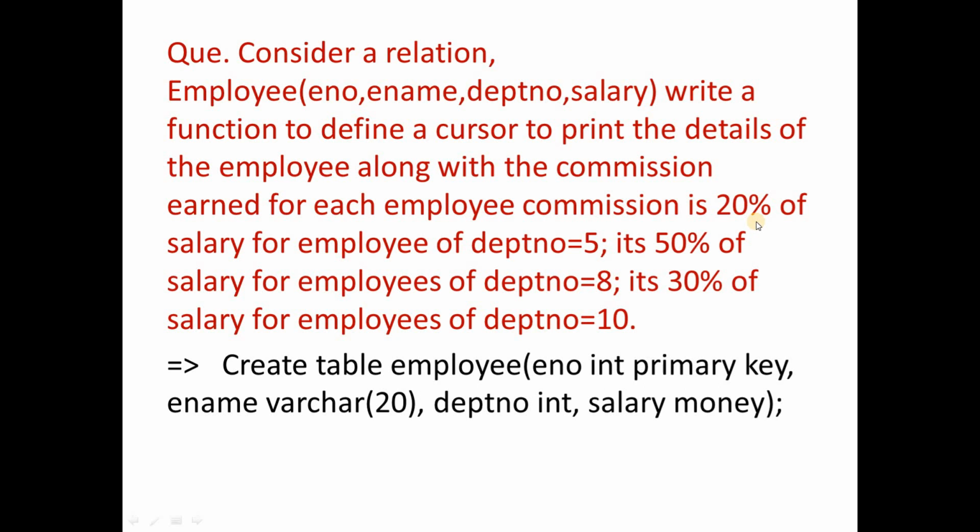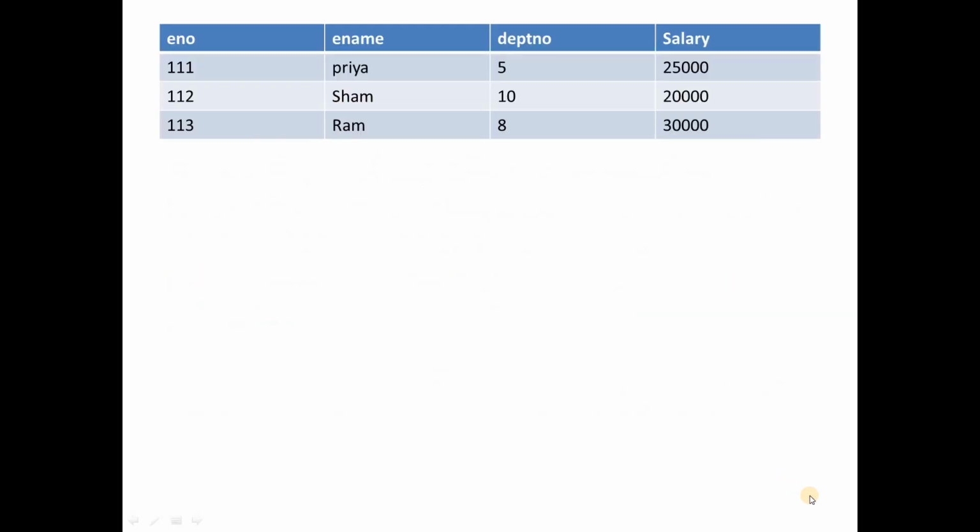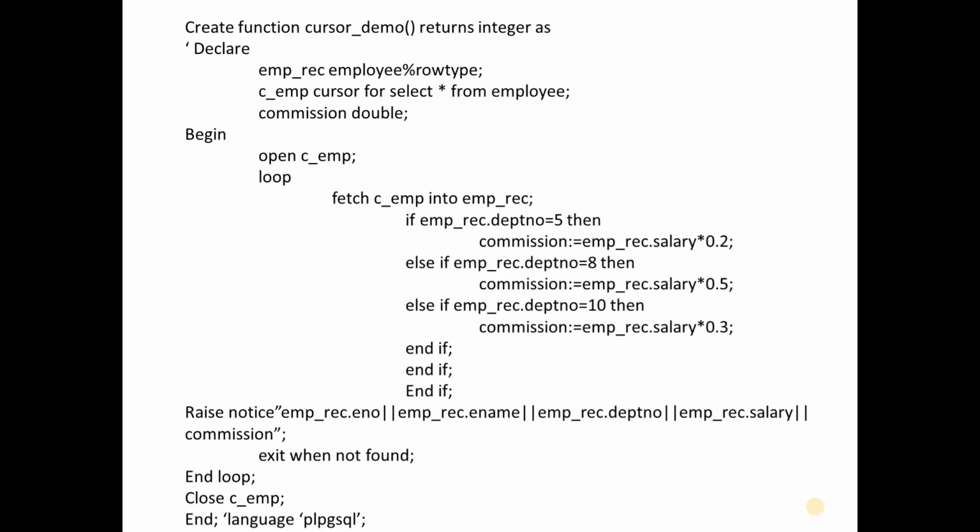and as per our need or as per our question, for department number 5 we can apply 20% commission of salary, for department number 8 we can apply 50% commission, and for department number 10, 30% commission is applied there. So after calculating the required commission for those employees, then we can print the details of all employees.